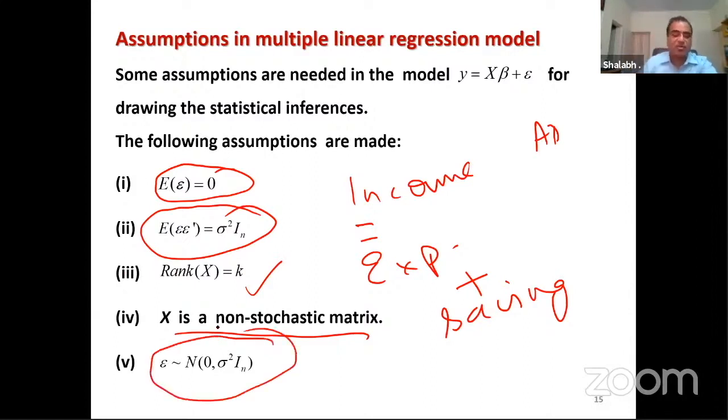And after that we are simply assuming that these random errors follow a multivariate normal distribution with mean 0 and covariance matrix sigma square. That is needed when you are trying to build the confidence interval, test of hypothesis, etc. So the moral of this slide is that these assumptions are needed at every step, and if these assumptions are violated, then whatever we are going to understand here will not remain true.